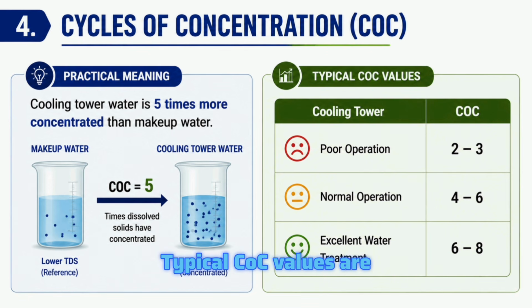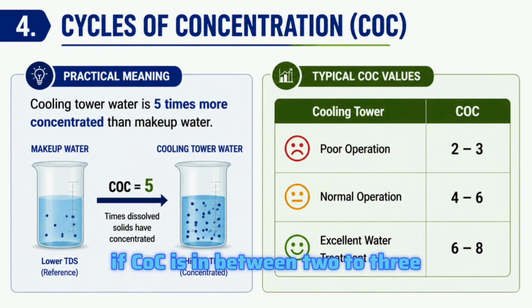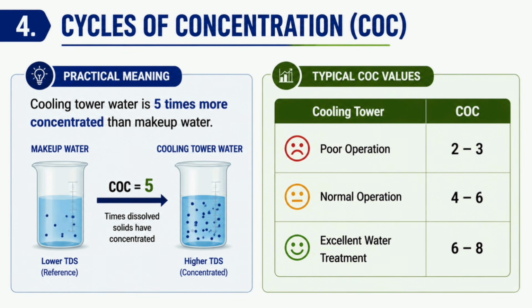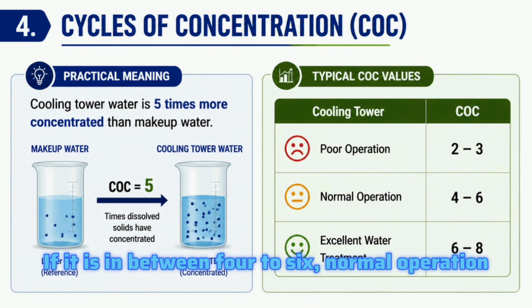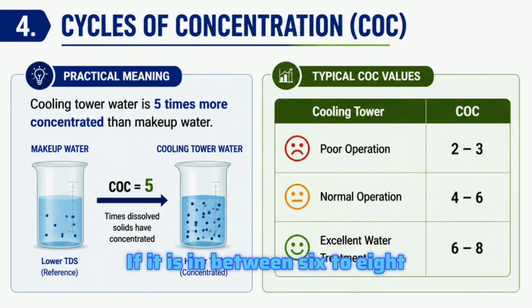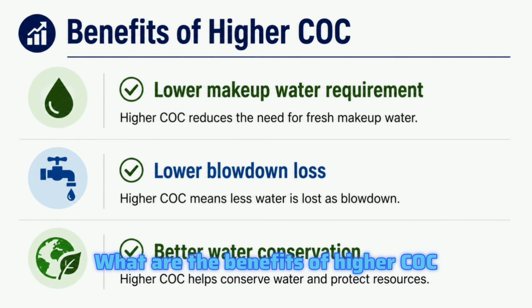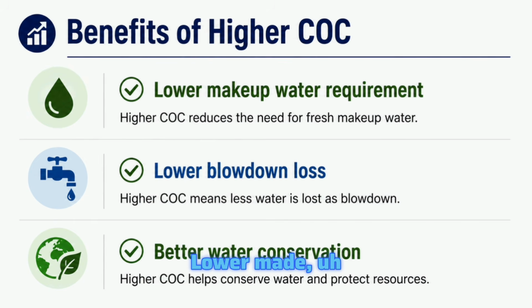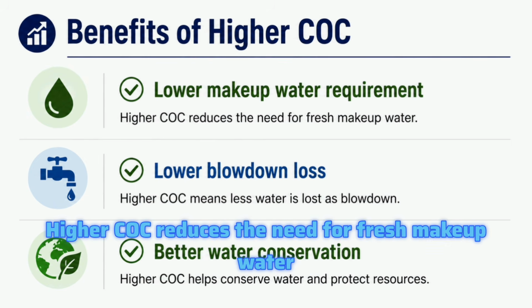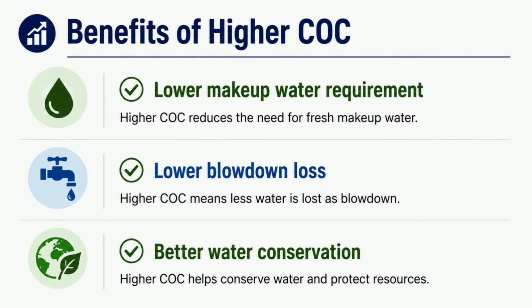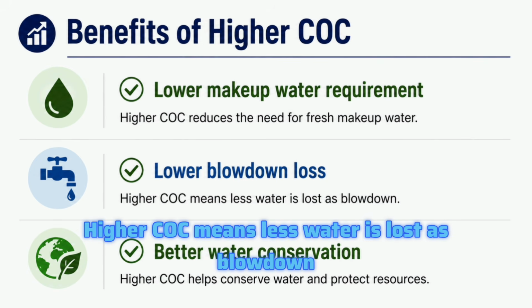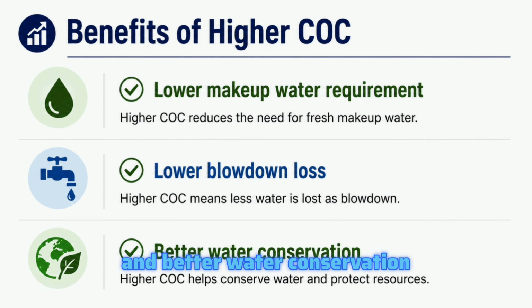Typical COC values: if COC is between 2 to 3, it means poor operation. If it is between 4 to 6, normal operation. If it is between 6 to 8, excellent water treatment. What are the benefits of higher COC? Lower makeup water requirement. Higher COC reduces the need for fresh makeup water. Another, lower blowdown loss. Higher COC means less water is lost as blowdown, and better water conservation. Higher COC helps conserve water and protect resources.